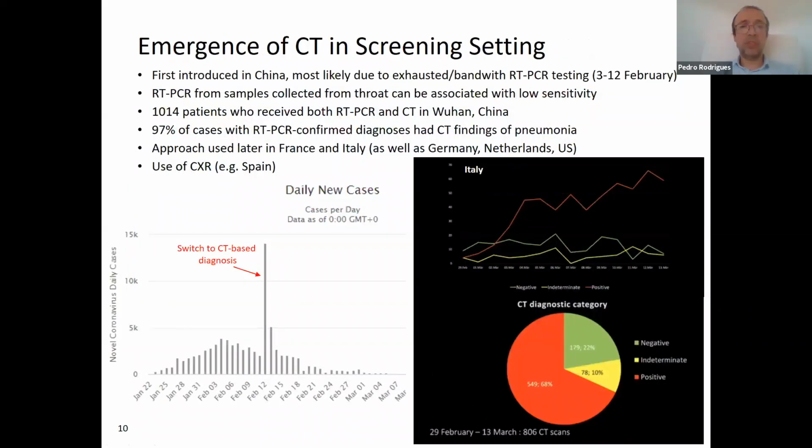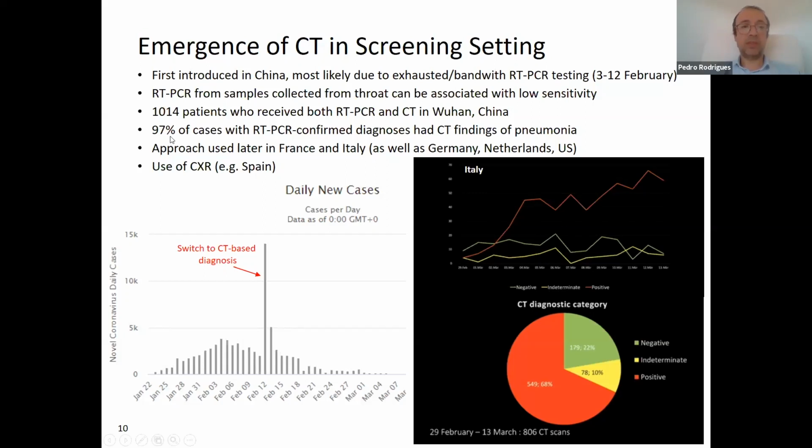So the emergence of CT in screening has mostly, as you all know, been introduced in China. It started because historically, at one point, I think 3 or 4 February, the number of daily cases went down, and it was clear that this was not because there were fewer cases, but because there was exhausted bandwidth to do testing. So at around 12 February, there's a large spike, when a significant number of patients were then reassessed based on CT.